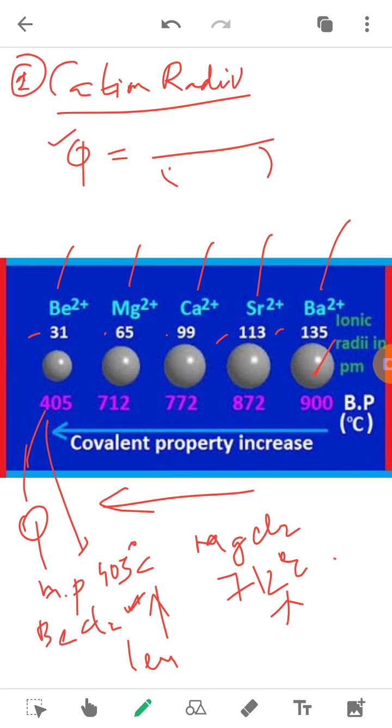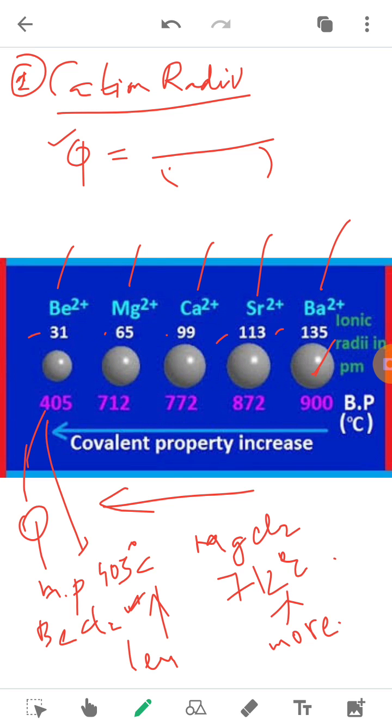Here it is more, because we also know that in case of ionic bonding the melting point is more, and in the case of covalent bonding the melting point is less. So we can see that as the covalent character increases, for beryllium it is having more covalent character, so its melting point is less. In this way, this is the first point where we can see cation radii. As the cation radii is less, the phi value is more, and the more the phi value, we know that covalent character is going to be more.